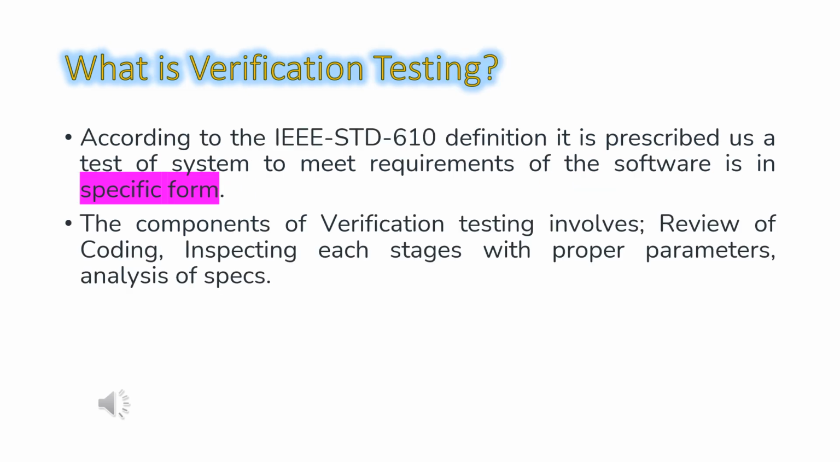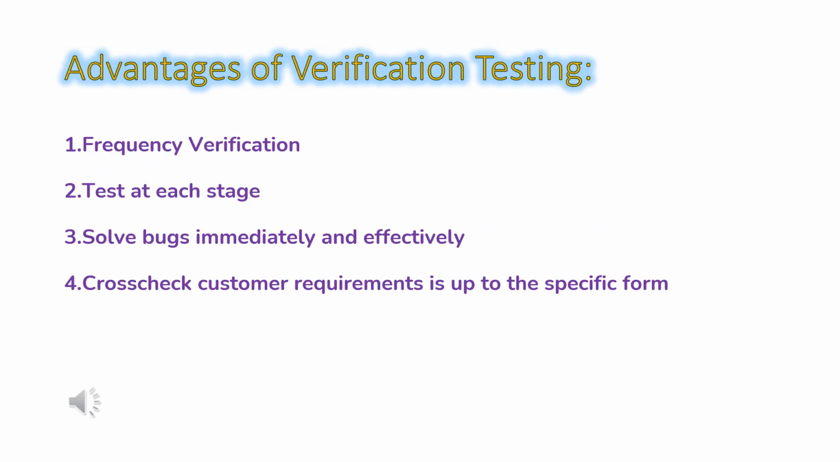What is verification testing? According to the IEEE STD 116 definition, it is described as a test of systems to check that the requirements of the software are met in the specific form, that is, the customer perspective. The components of verification testing involve reviews of coding, inspecting each stage with proper parameters, and analysis of specs. The advantages of verification testing involve frequent verification testing at each stage, solving bugs immediately and effectively, and cross-checking that the customer requirements are met in the specific form, that is, the customer perspective.